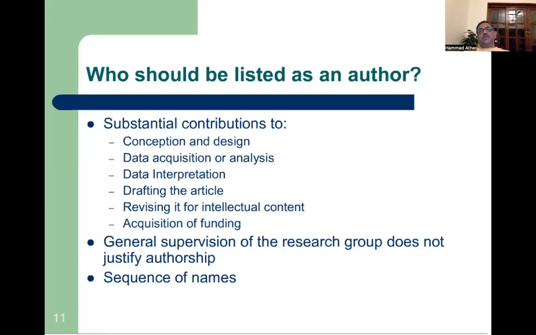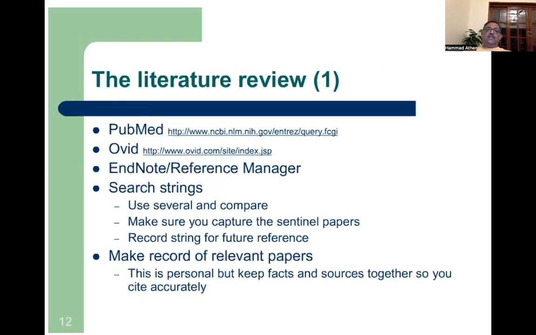Who should be listed as an author? As I've said, not all authors have to do everything, but there are certain important things that you need to do to be part of it as an author, not as an anthology. So you have to have a substantial contribution in conception and design of the study, some involvement in data acquisition and analysis, data interpretation, drafting the manuscript, revising it for intellectual content, acquisition of funding. These are important things, and you need to write that this is what you have done.